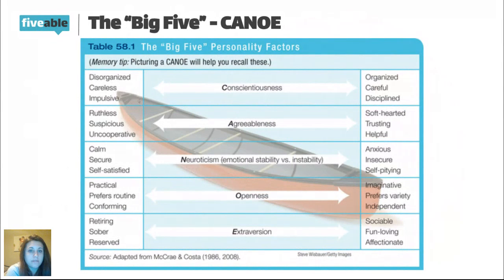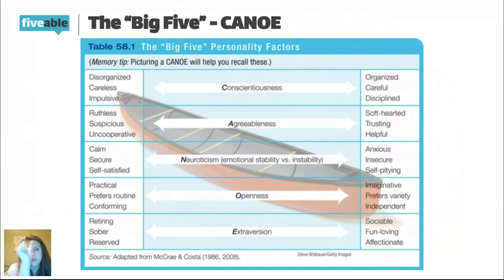And so the big 5, each letter in CANOE stands for one personality trait. The C stands for conscientiousness, A, agreeableness, N, neuroticism, O, openness, and E, extroversion. And so these are a spectrum. It's not like you're here or you're here. It's like you could be here or here or here or here. It's a spectrum, so there's arrows on both ends. And so we all fall somewhere on the spectrum for each of these words.